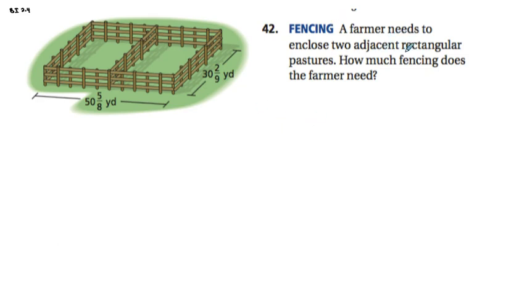The farmer needs to enclose 2 adjacent rectangular pastures. Adjacent means right next to each other. 2 sides are right next to one another. All right, how much fencing does the farmer need? Well, if you look at the fencing here, this is 15 5/8 from here to here, and this is going to be 15 5/8 from here to here, so I need 15 5/8 and another 15 5/8.